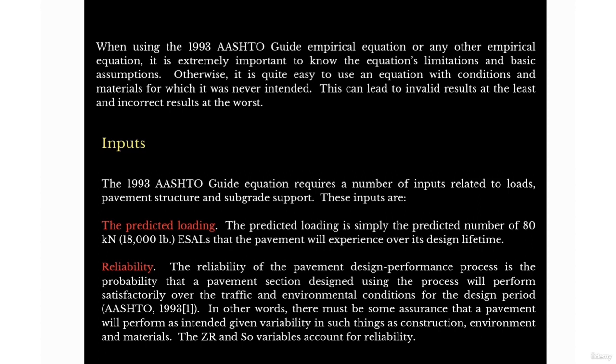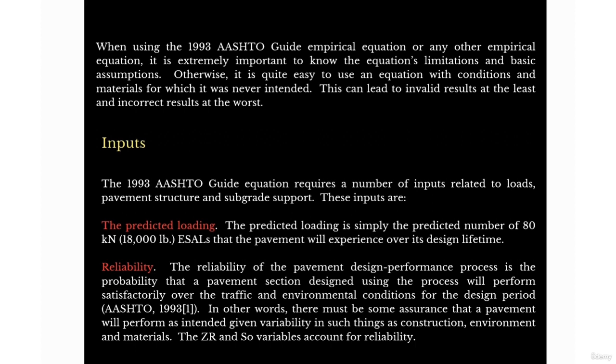So now we'll move on to inputs. For the AASHTO guide, the equation requires a number of inputs related to load, pavement structure, and subgrade support. These inputs include the predicted loading. The predicted loading is simply the predicted number of ESALs, which you can calculate over a period of time. You should know how to calculate that from varsity. It's part of the course, part of every civil engineering course, so that shouldn't be an issue.